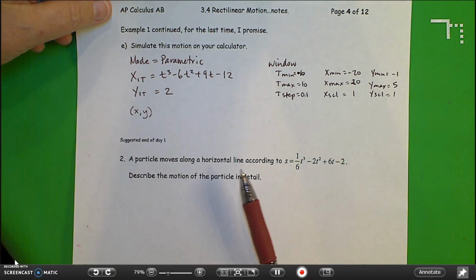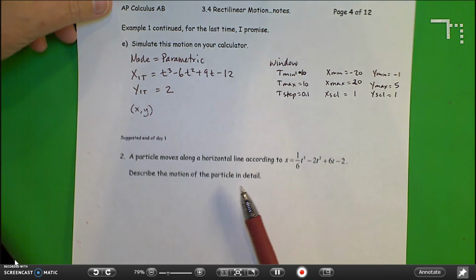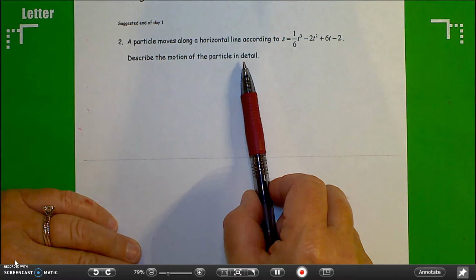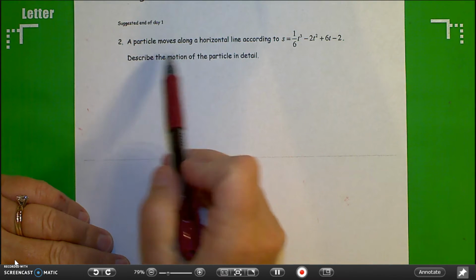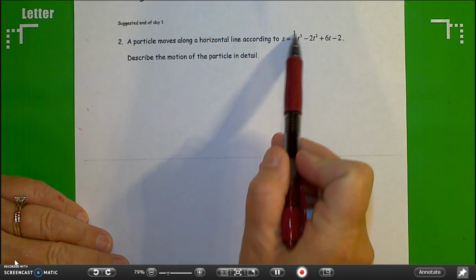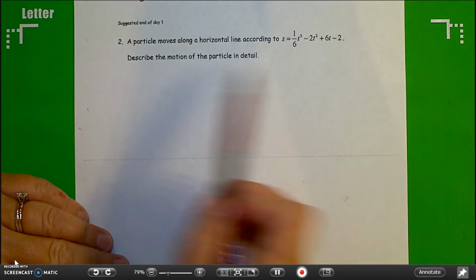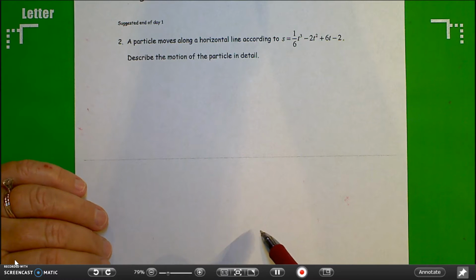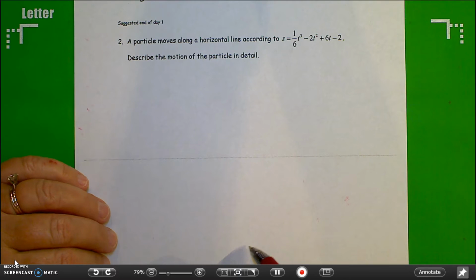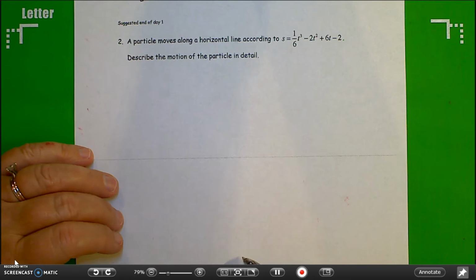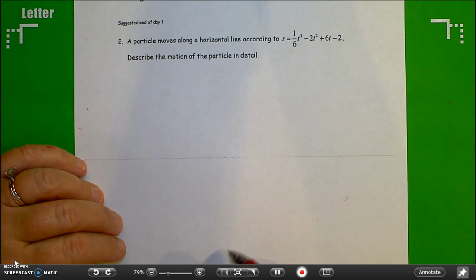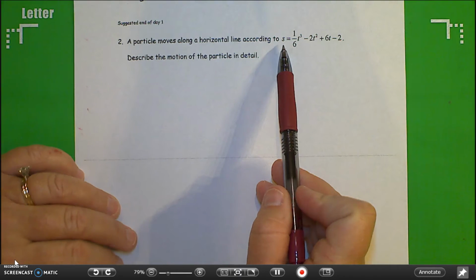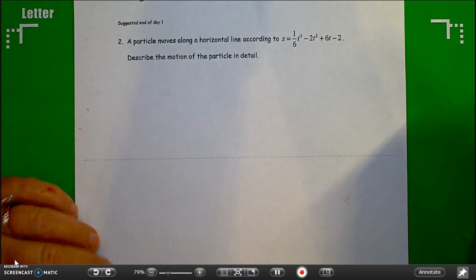the main use of the position function, the velocity, and acceleration information is to find out what the motion of a particular particle is at any point in time. So what we're going to do is consider a particle moving along a horizontal line according to this position function, and I want to describe the motion of the particle in detail, which means I want to know what its position is with respect to the origin. I want to know what direction it's moving. I want to know when it's not moving. I want to know when it changes directions. I want to know when velocity is increasing, when velocity is decreasing, when velocity is constant, and I want to know what the speed is. So in order to tell all of that, we're going to look at the position function, the velocity function, and the acceleration function, and analyze the information we can get out of that.